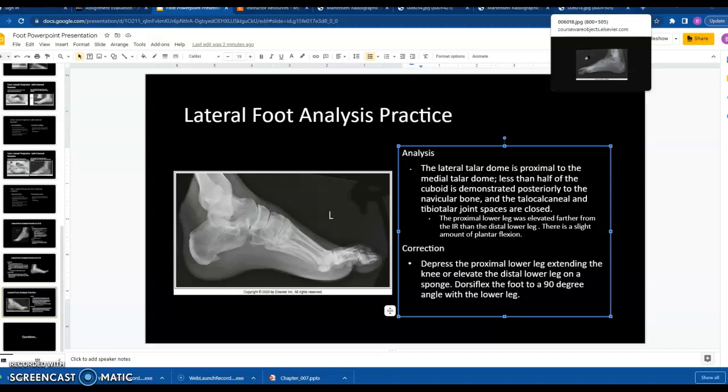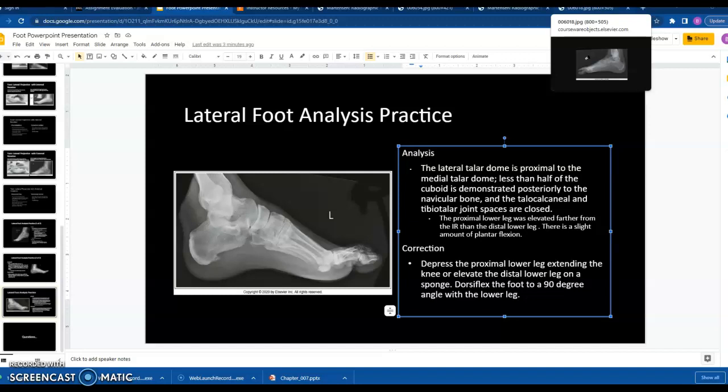So when you look at this projection analysis, we can see there is some rotation and irregularities, with the talar domes not being superimposed, and we can't see that joint space. In this projection, you can see that the lateral talar dome is proximal to the medial talar dome. Less than half of the cuboid is demonstrated posterior to the navicular bone, and the talocalcaneal and tibiotalar joint spaces are closed.